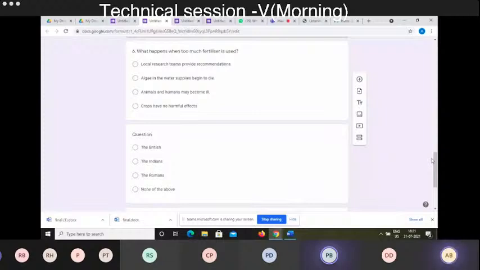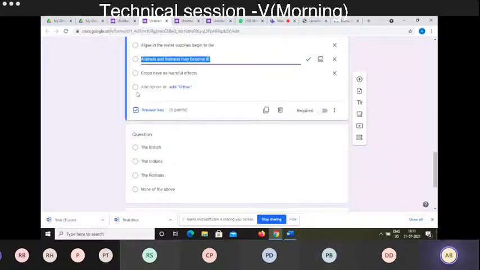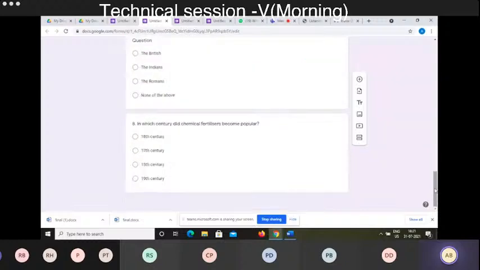Option A, local research teams provide recommendations. Option B, algae in the water supplies begin to die. Option C, animals and humans may become ill. And the last option, crops have no harmful effects. Option C, animals and humans may become ill. Yes, ma'am. Correct answer. Very good. Next.